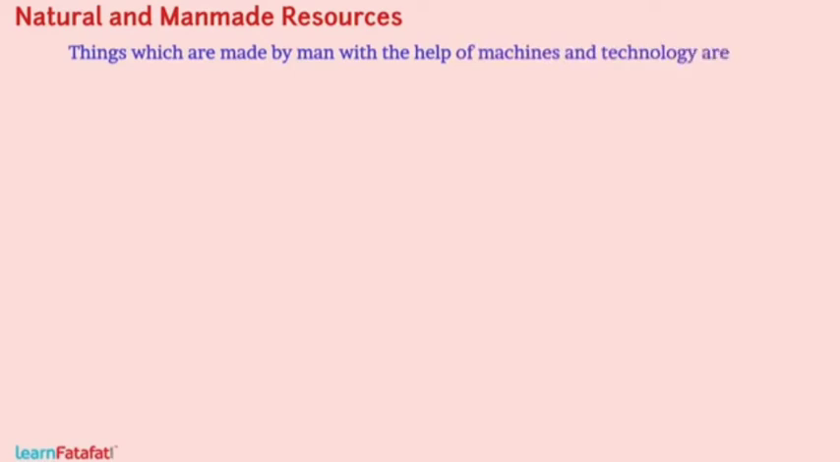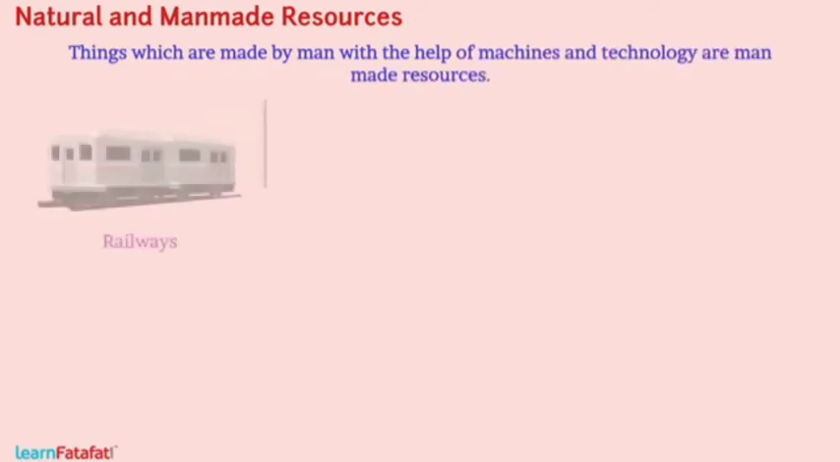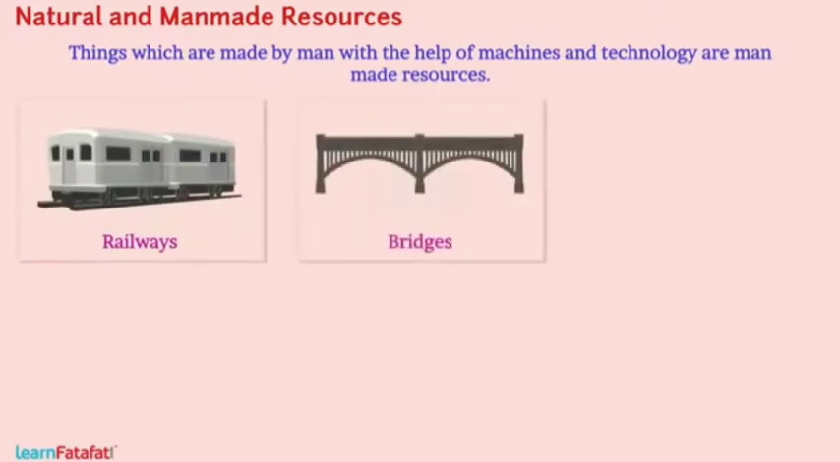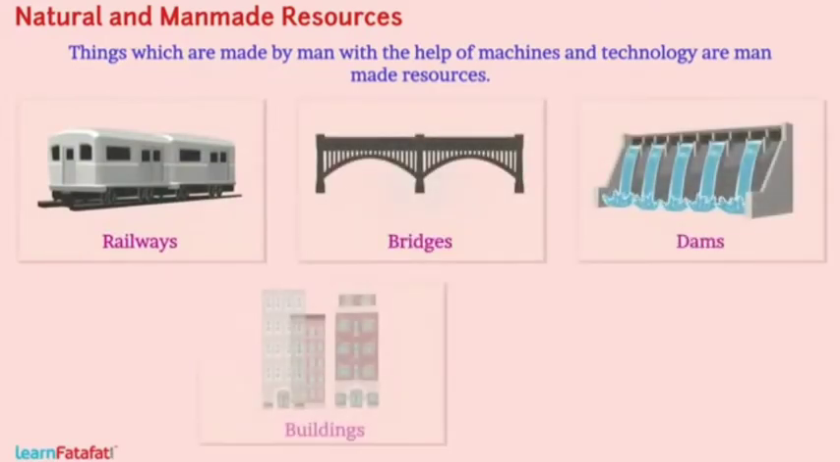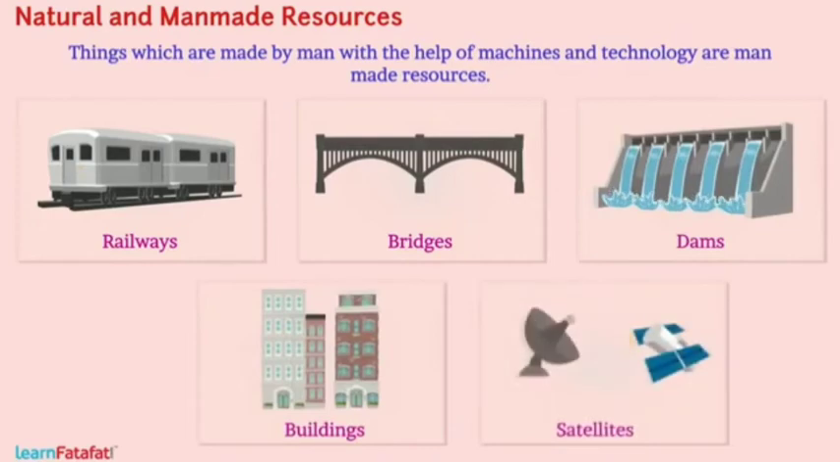On the other hand, things which are made by man with the help of machines and technology are man-made resources. Railways, bridges, dams, buildings, satellites are all man-made resources.